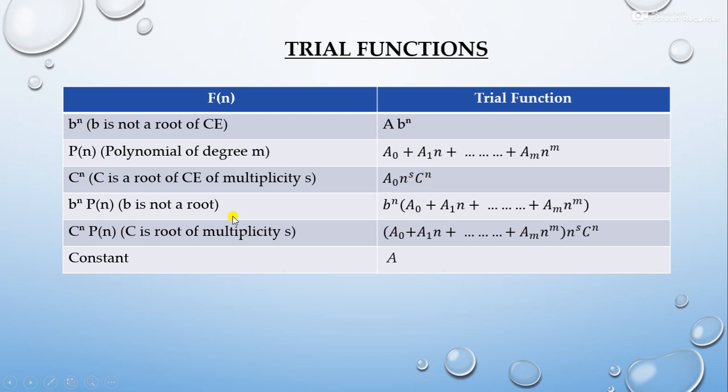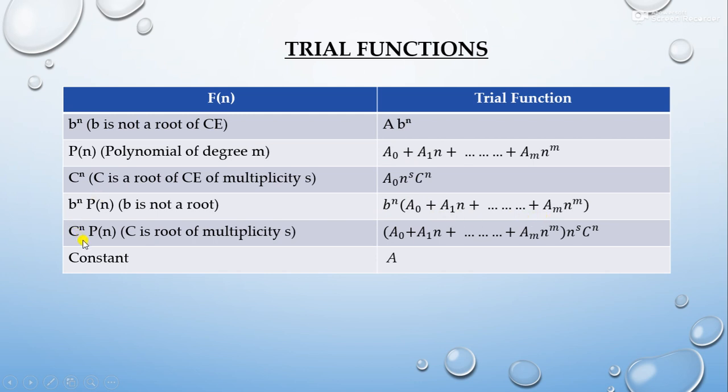Now the fourth case, if our function Fn is like b raised to the power n times pn, meaning b raised to the power n with a polynomial, where the condition is that b is not a root. In that case, we assume our trial function is b raised to the power n times a polynomial, a0 plus a1 n plus up to am n raised to the power m, right?